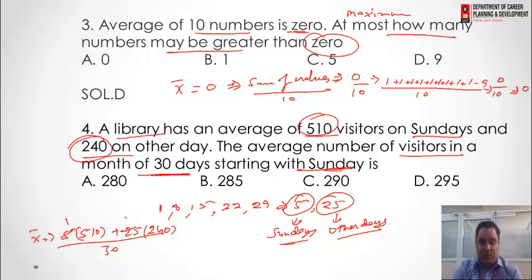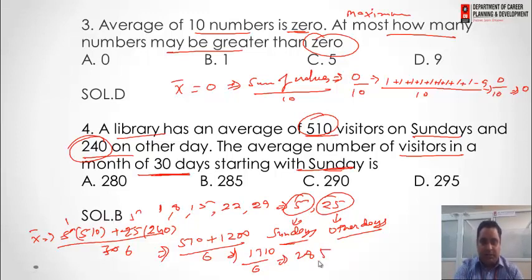Now from this we can take some common values, like 5 common on both sides of the numerator, leaving 1 and 5. From the denominator we can take 5 common, leaving 6. If you solve this, we have 1 into 510 plus 240 into 5, that is 1200, divided by 6. So the value is 1710 divided by 6, and if we further solve it, the answer is 285. Option B is the solution for this question.